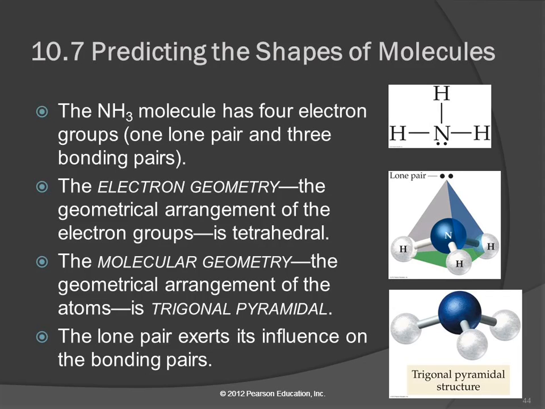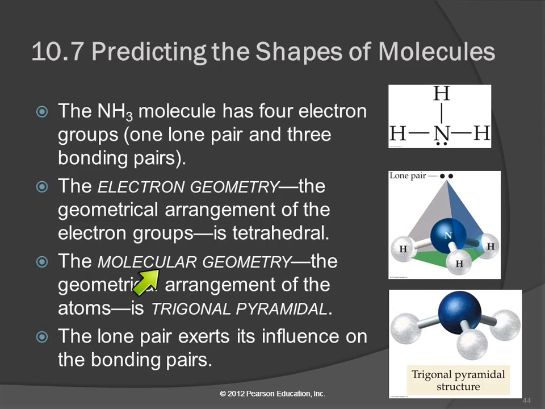Well, if we look at something like ammonia, ammonia has 3 bonds and 1 lone pair. The lone pair is an electron group. It repels the other electron groups. And so we get a tetrahedral shape. But now one of the corners has a lone pair instead of an atom. So if we look at the electron geometry, how the electrons are arranged, it forms a tetrahedron.